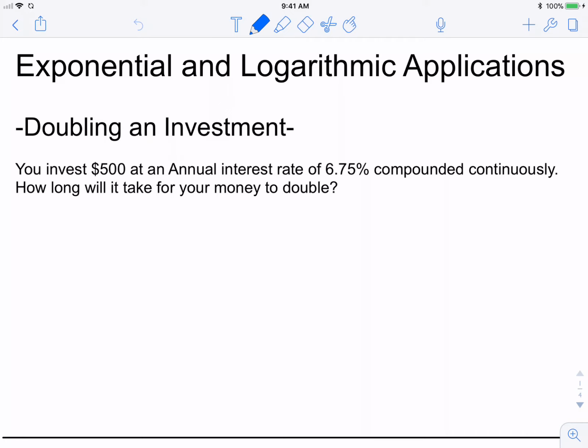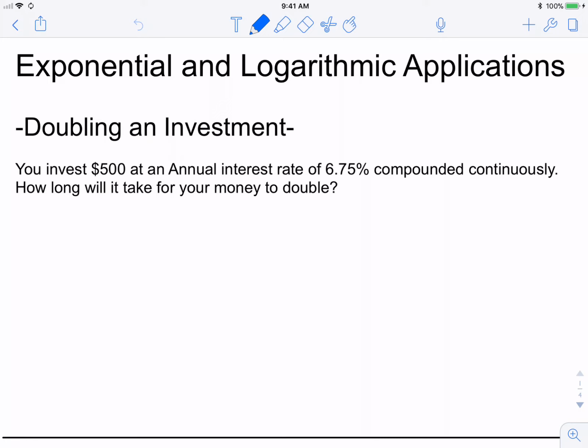In today's lecture, we'll see applications of exponential and logarithmic equations. So we'll see how we can actually use logarithms in these equations in order to solve for some variables. And we'll see two examples. The first one involving doubling an investment that we make at the bank, and the second one involving retail sales at a store.